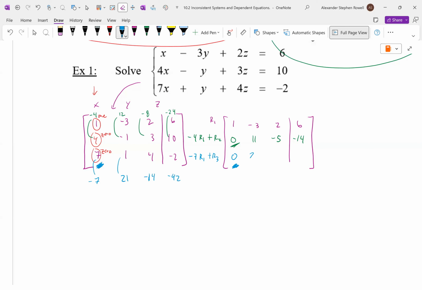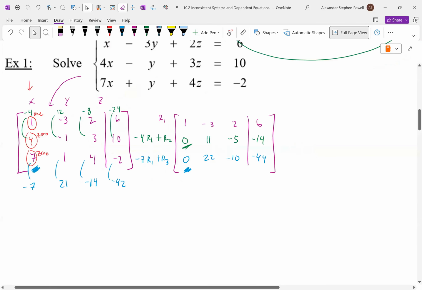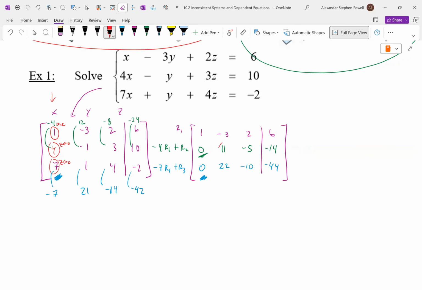21 plus 1 is 22. 4 plus -14 is -10. -2 plus -42 is -44. All right, any thoughts on the next step? I want this to be a 1. I want this to be a 0. And I want this to be a 0.